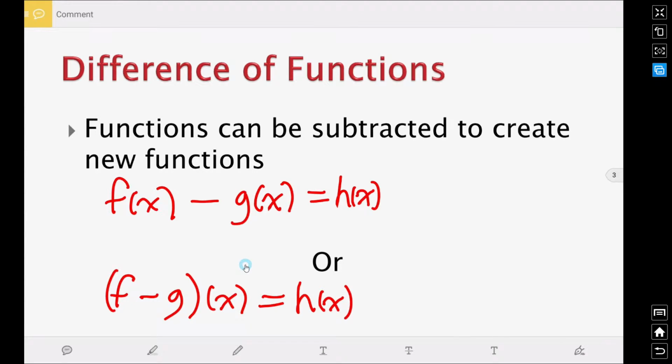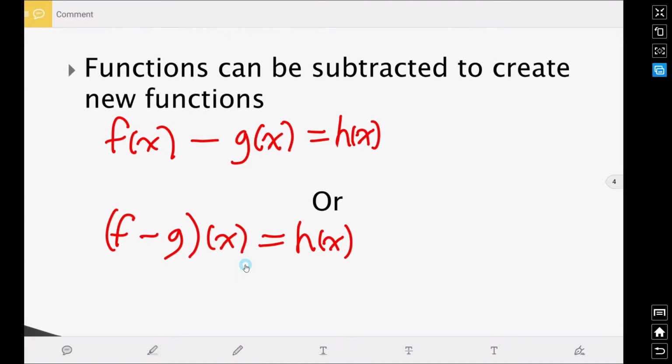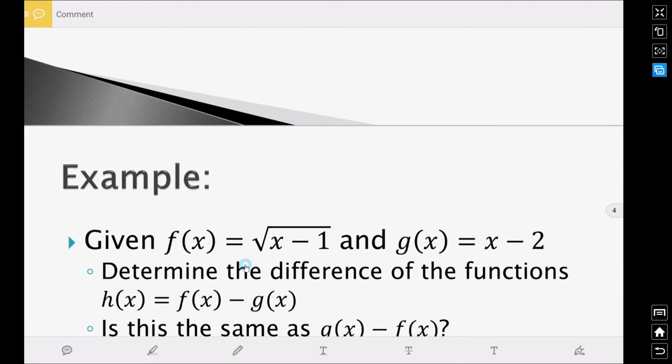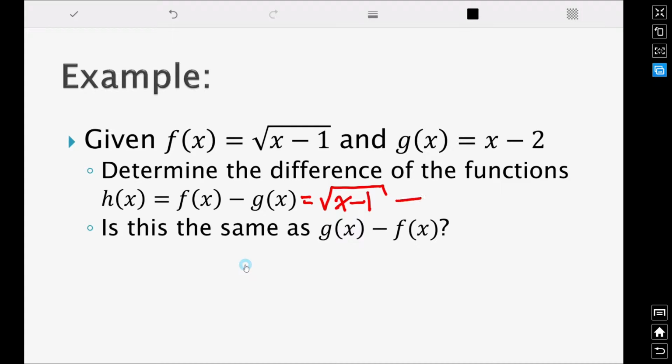So, difference of functions. We just take one function, subtract it from another function. But that minus sign does some pretty interesting things to the second function. So, here's an example. Given f of x equals square root of x minus 1 and g of x equals x minus 2, determine the difference of the functions f of x minus g of x. Let's do that first. So here we get f of x, which is root of x minus 1. And then we're going to subtract from it g of x.